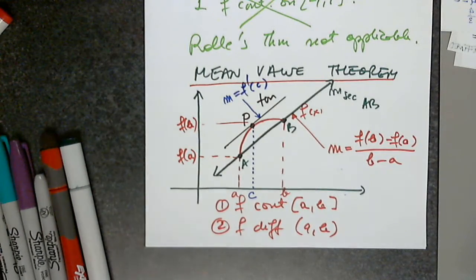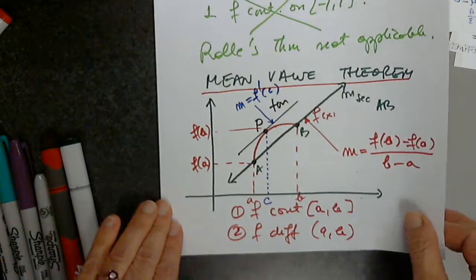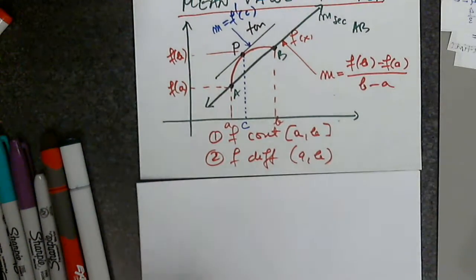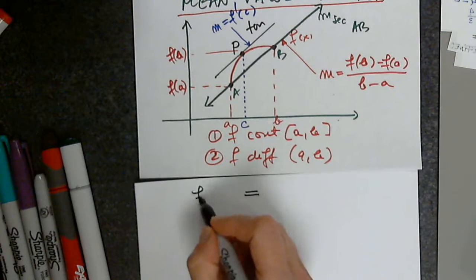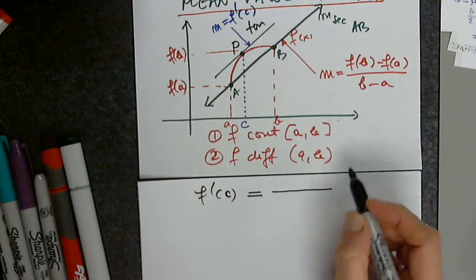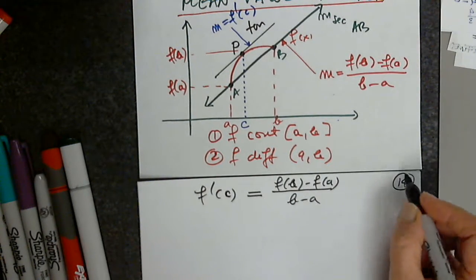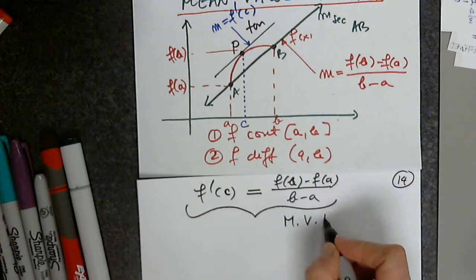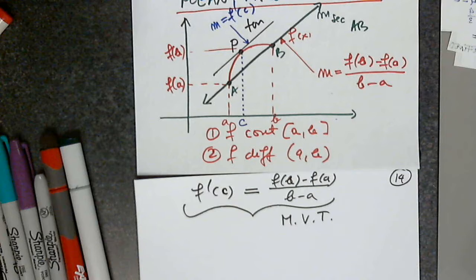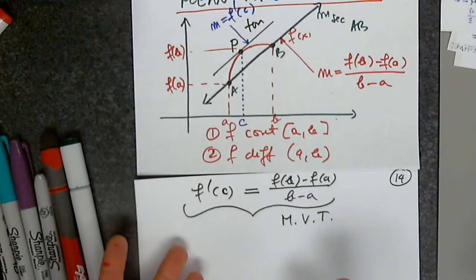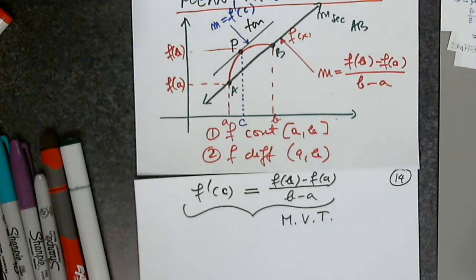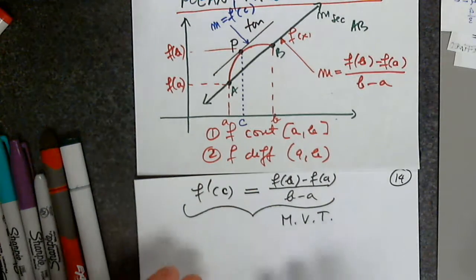And now what has to happen to these two slopes? Mandatory. They are equal to each other. So then F prime of C must equal F of B minus F of A over B minus A. And this is the mean value theorem. Of course, two conditions have to be fulfilled. The function has to be continuous on the closed interval and has to be differentiable on the open interval. Then this will happen, for sure. C is guaranteed to be between A and B, and this will happen.